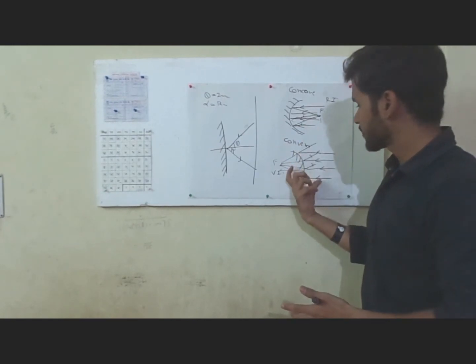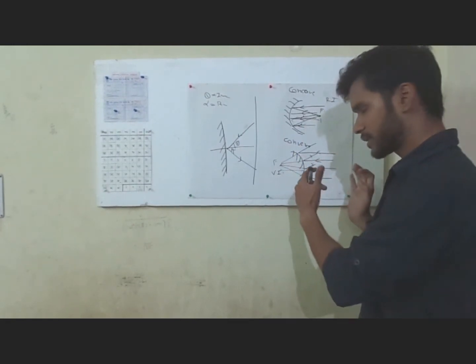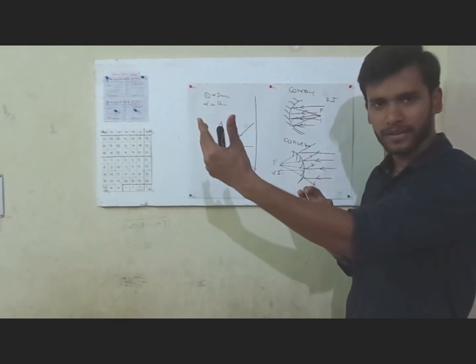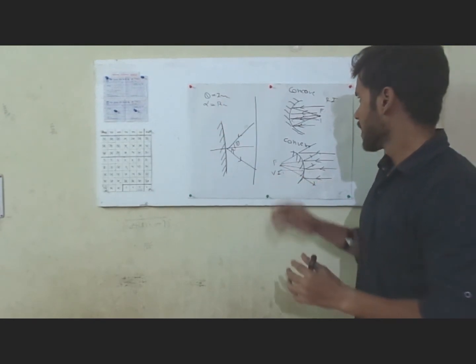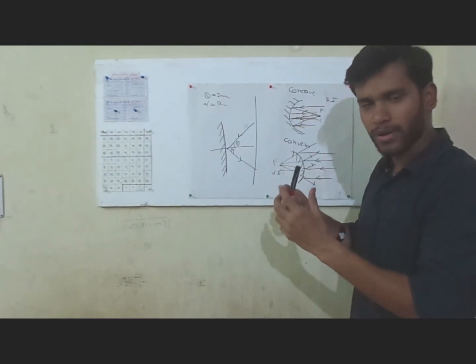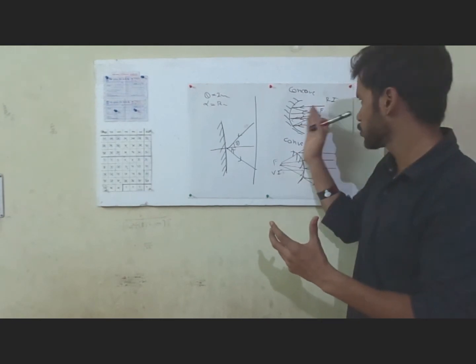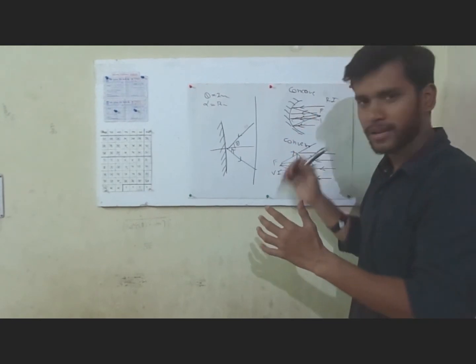A convex mirror is basically used to observe things which are at a larger distance, at a smaller size, and a concave mirror is basically used to enlarge objects which should be near to the mirror, and they will appear enlarged.